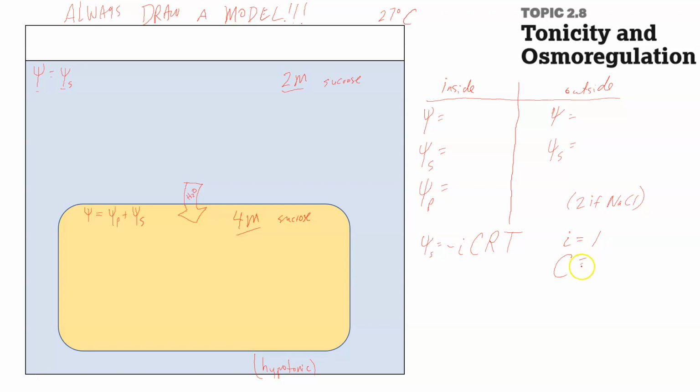Let's calculate. What do you guys want to do? Let's do outside first. So C is equal to 2 molar sucrose. Okay, R. R is going to be our pressure constant, which is always going to be 0.0831 liter bars per mole Kelvin. And T is going to be temperature. This is going to be temperature in Kelvin. So it's going to be 27 degrees Celsius.